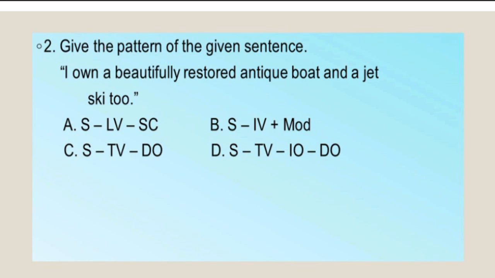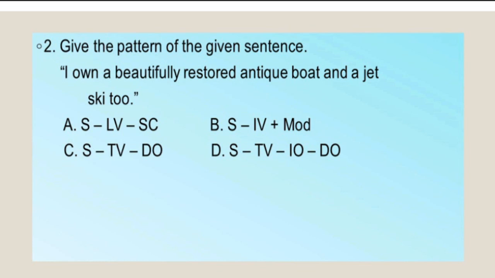Question number 2. Give the pattern of the given sentence. The sentence is, I own a beautifully restored antique boat and jet ski too. Examining the sentence, you see there a direct object. What is the direct object there? It is actually a compound direct object comprising boat and ski.